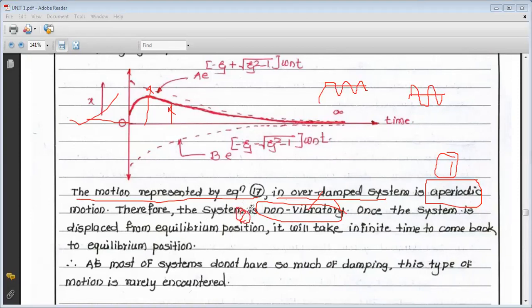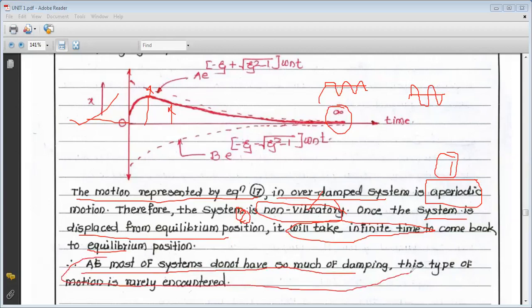Now, what is the third significance? Once the system is displaced from its equilibrium position, it will take infinite time to come back to its equilibrium position. From the diagram it is seen that it will take infinite time to come back. As most systems do not have so much damping, this type of motion is rarely encountered. This type of curve is rarely found in any vibratory system.